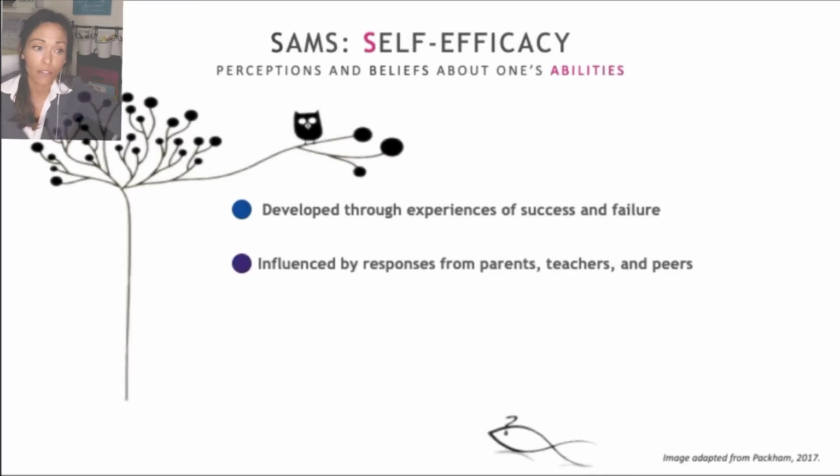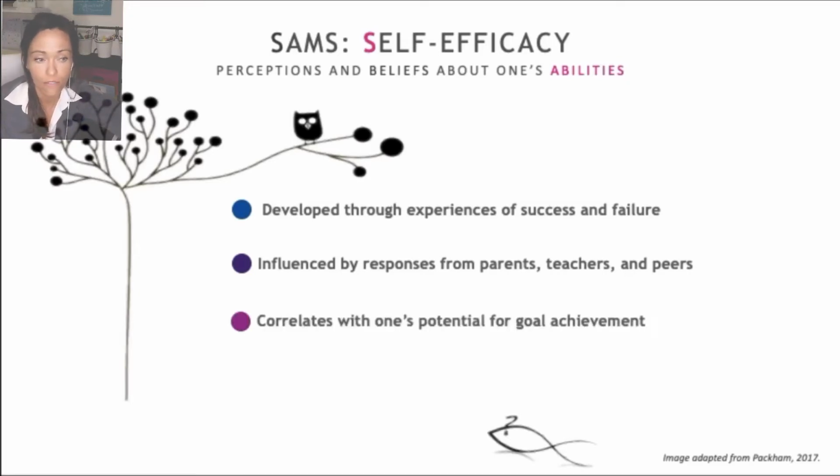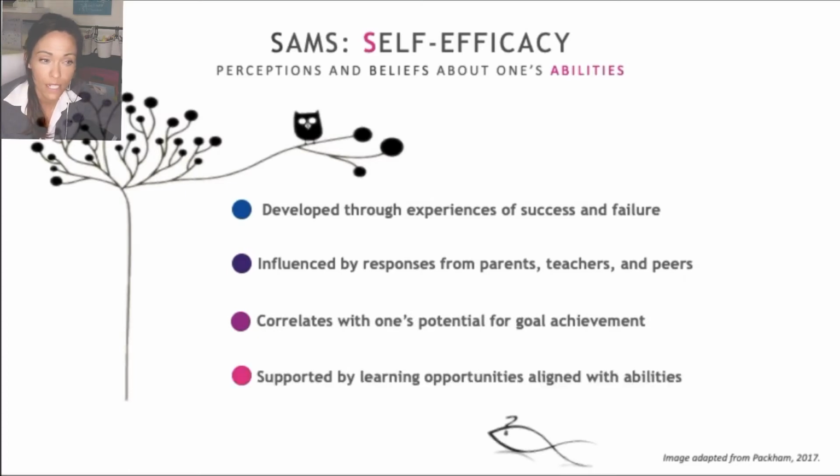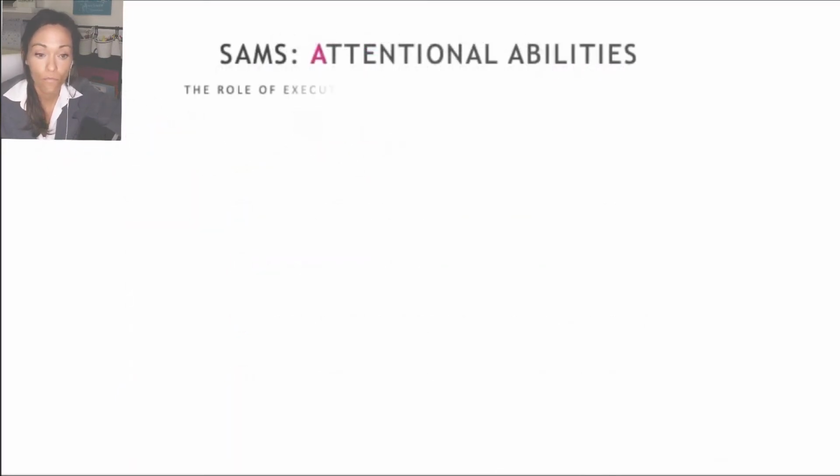Self-efficacy is developed through experiences of success and failures, and it's influenced by the responses received from parents, teachers, and peers. It also correlates with one's potential for goal achievement, and it is supported with learning opportunities that align with the student's abilities, as Vygotsky called it, their zone of proximal development.